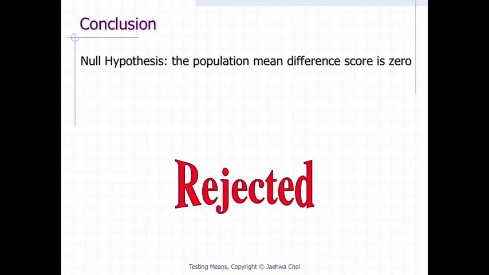Therefore, the null hypothesis that the population mean difference scores is 0 can be rejected. We are justified in drawing a confident conclusion that the population mean for the drug condition is higher than the population mean for the placebo condition.